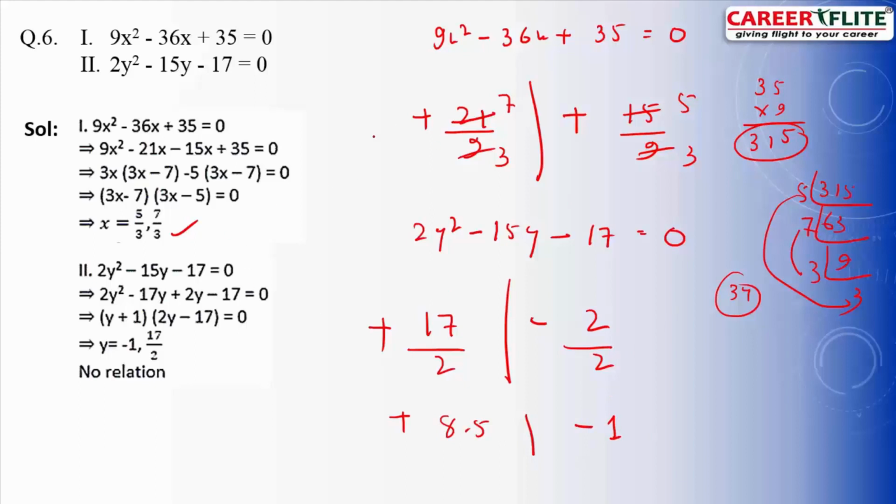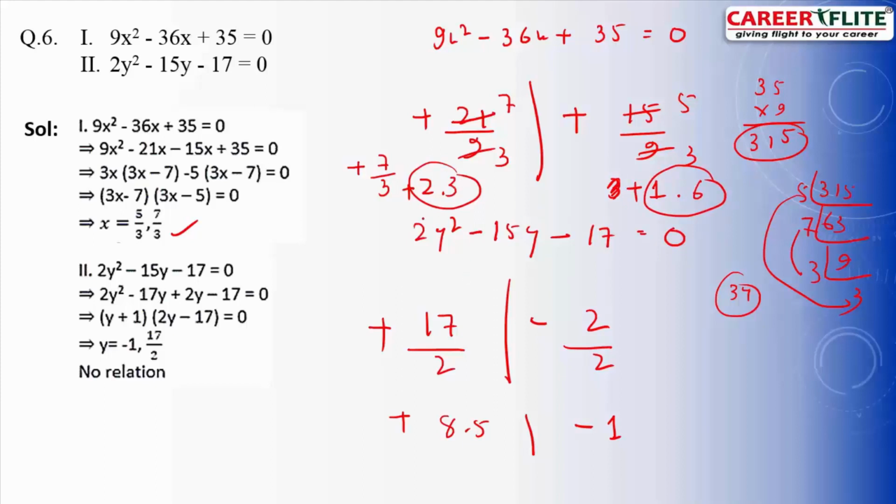Now here we have 7 by 3. So what will be? 3 6s are 18, 3 3s are 9, 2.3. One value is 2.3. Here 3 1s are 3, 3 6s are 18. One value is.